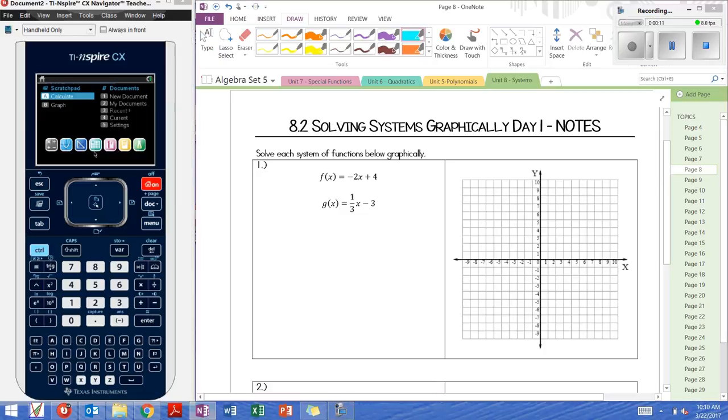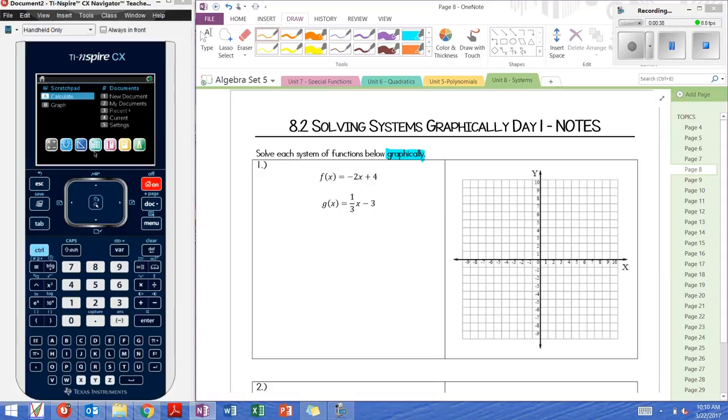Looks like we're just going to dive right into some examples today because I think that in order to find the best use of our time, that's exactly what we're going to do. So the directions say to solve each system of functions below graphically. And later this unit we're going to talk about algebraically, and yes, there is obviously a big difference between the two of them.